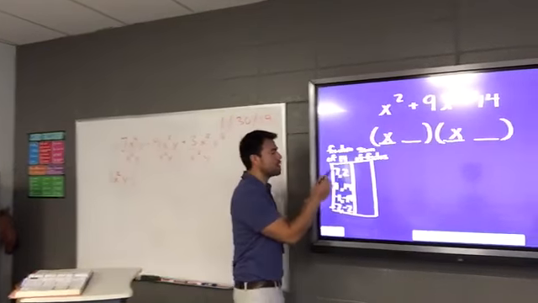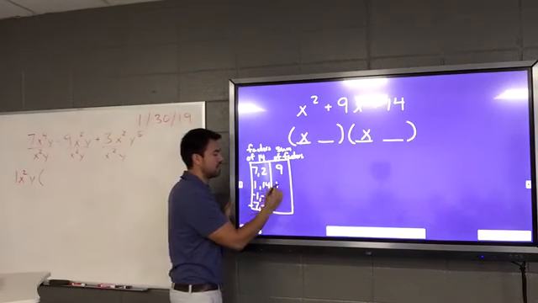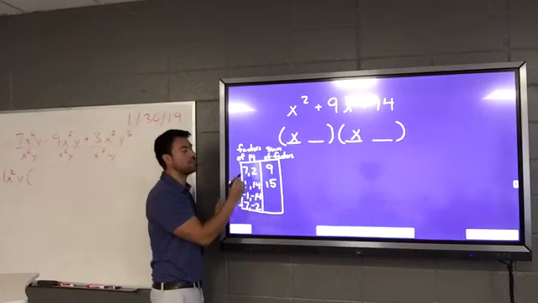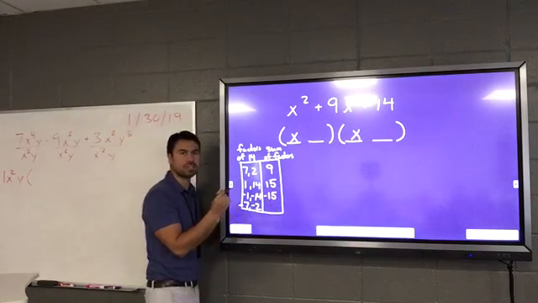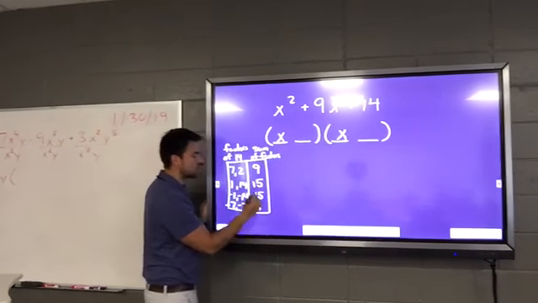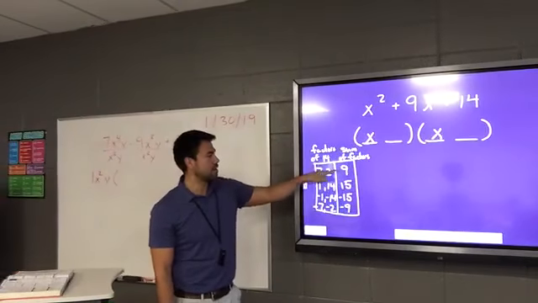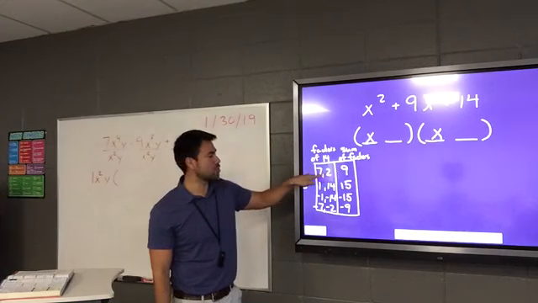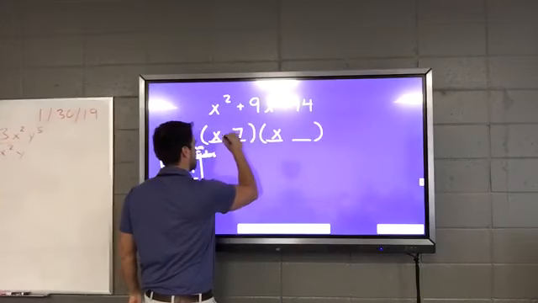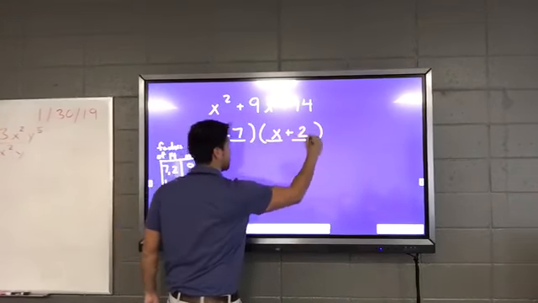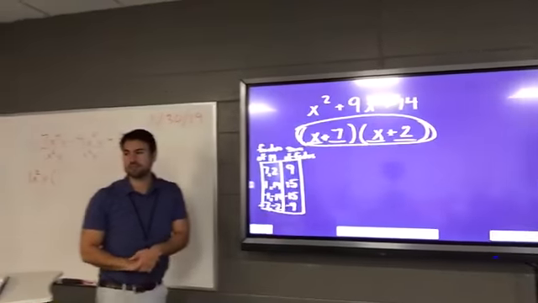Okay, but what's 7 plus 2? 9. What's 1 plus 14? 15. What's negative 1 plus negative 14? Oh, and what's negative 7 plus negative 2? Which one of these would be valid for this problem? The 9. So you know what fits in those 2 spots? Positive 7 and positive 2. Those are the only 2 numbers that fit.